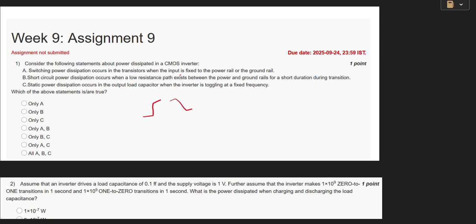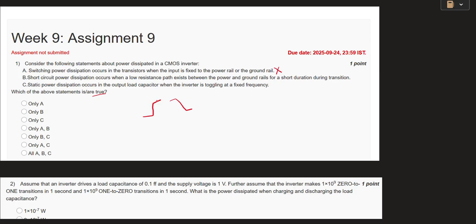But here it is saying that the input is fixed to the power rail, like input is fixed to VDD or input is fixed to ground. So if input is fixed, there is no switching, right? Switching means some transition is happening. Therefore, option A is not correct. The question is asking which of the following statements about power dissipation in the CMOS inverter are true. Yeah, we have to select the true statement. So A is not a true statement.